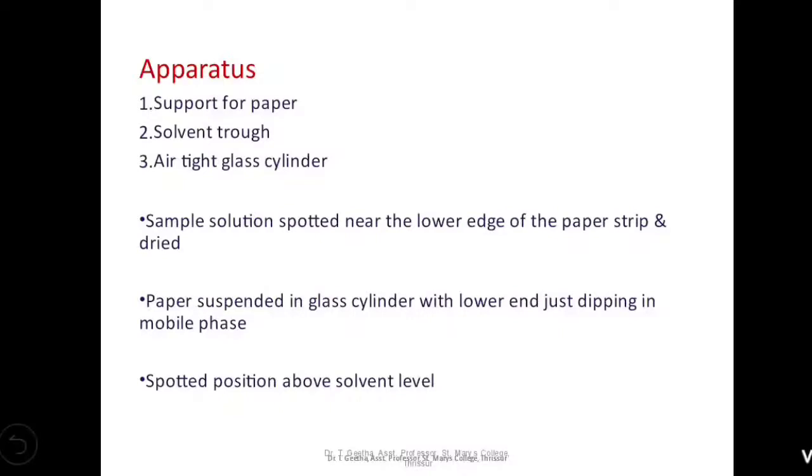A sample solution is spotted near the lower edge of the paper strip and dried. This strip is then suspended in a glass cylinder with the lower end just dipping in the mobile phase contained in the solvent trough. During this process, we need to make sure that the sample spot is above the level of the solvent.